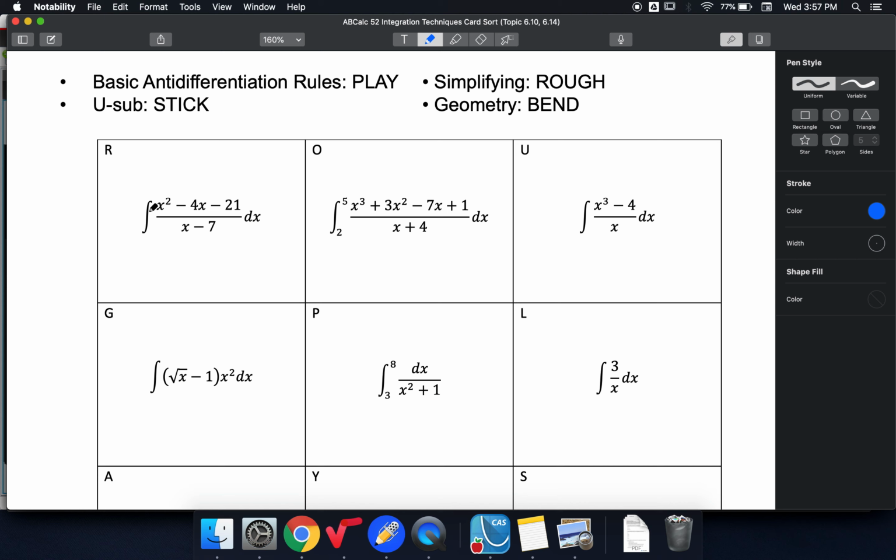I see this first one, and typically we want to do a u sub on a denominator, and that's not going to work here because the derivative of this is not the numerator. So instead, this is going to be a long division. I'm going to leave you to that, but I'll just tell you about it. Same thing over here.